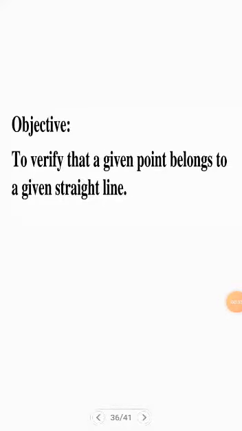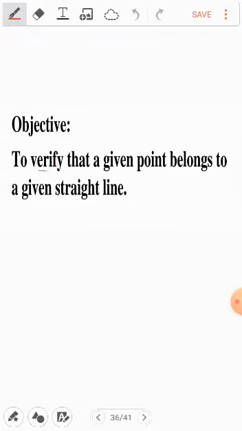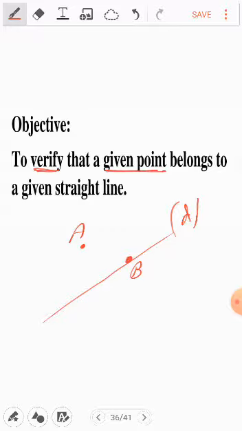اليوم راح نبلش بobjective جديد is to verify. You have to verify that a given point belongs to a given straight line. يعني if we have a straight line D, sometimes the point is not on D, sometimes the point is on D. We have to verify that the point is on D or not.